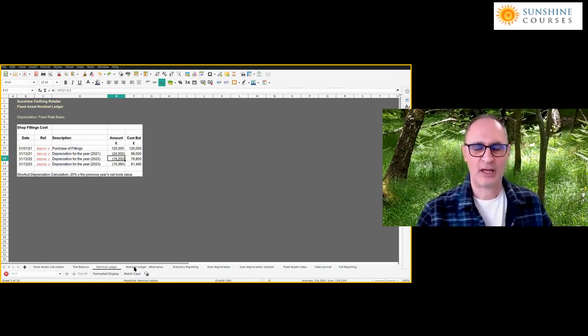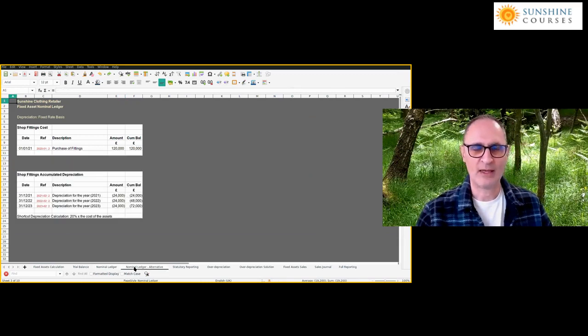But when we're doing the fixed rate basis of accounting, there's a different way that we do the accounting for it. And we actually set up 2 separate nominal accounts. One nominal account is just for the cost itself, and the other nominal account is for the depreciation. They both go within fixed assets, so they're both in the fixed assets section. But here, when we put through our purchase, our journal, we credited bank or however we paid for it, we reduced the asset, and we debited the fixed asset, which is shop fitting costs.